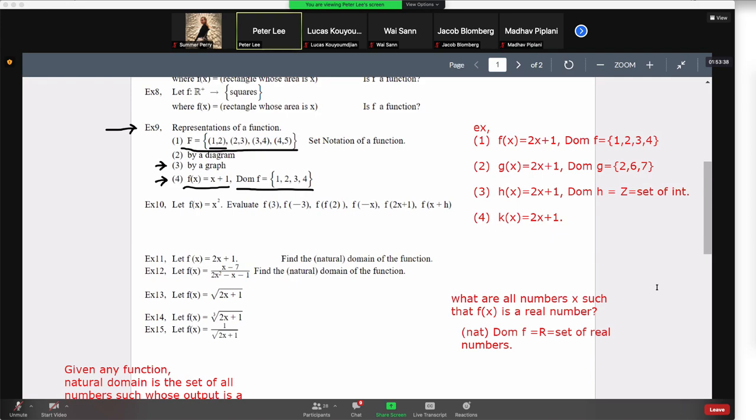So is that a function? Yes, that is a function. We have a rule and we have a domain. So that is a function.